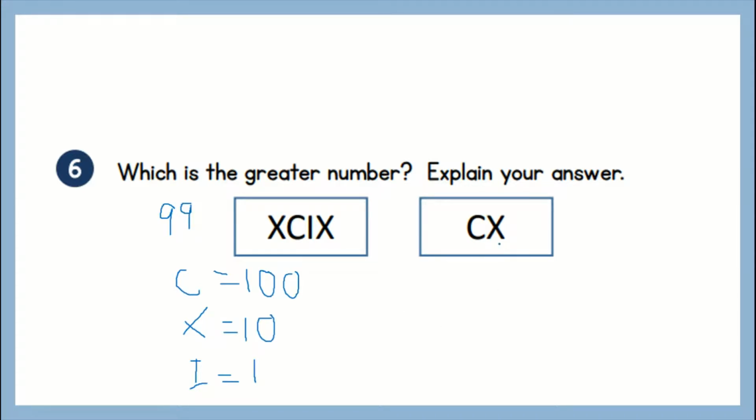Here we have the X after the C, so that would mean plus. So 100 plus 10 give us 110. So this is the greatest number.